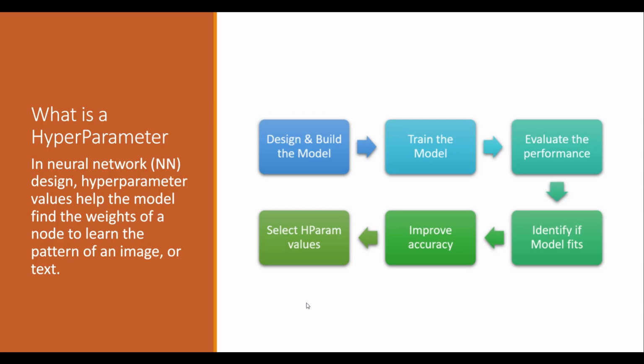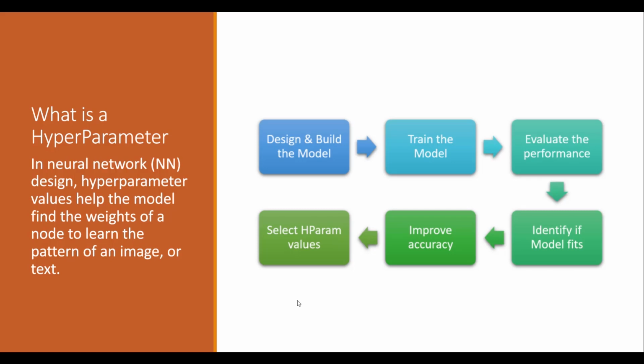So in neural network design, hyperparameter values help the model to find the weights of a node to learn the pattern of an image or text. Basically, hyperparameters are the parameters whose values are tuned to obtain optimal performance for a model. Hyperparameter tuning is also known as hyperparameter optimization. Model optimization is a continuous process as shown in the image.